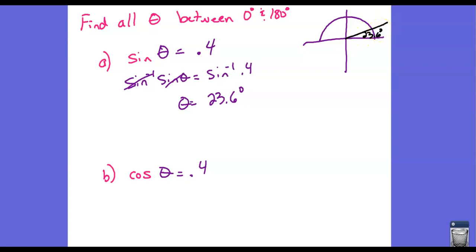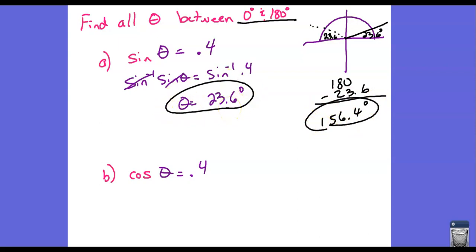23.6 degrees is right there, and we want to find all theta between 0 and 180 degrees. So there's another one. If you think of the other 23.6 degree angle over here, the reference angle, really we're just going to take 180 degrees minus 23.6 to get to our other one. So 156.4 degrees.